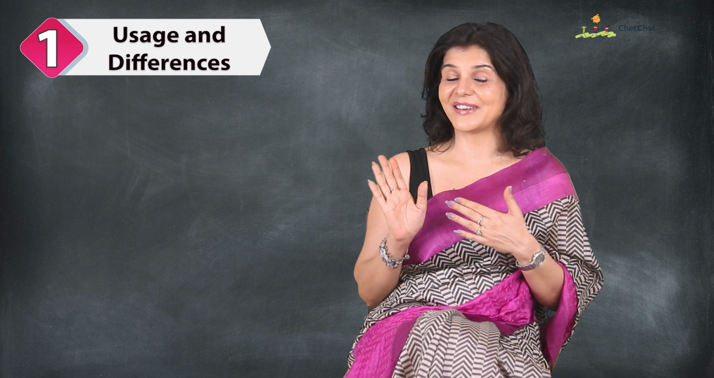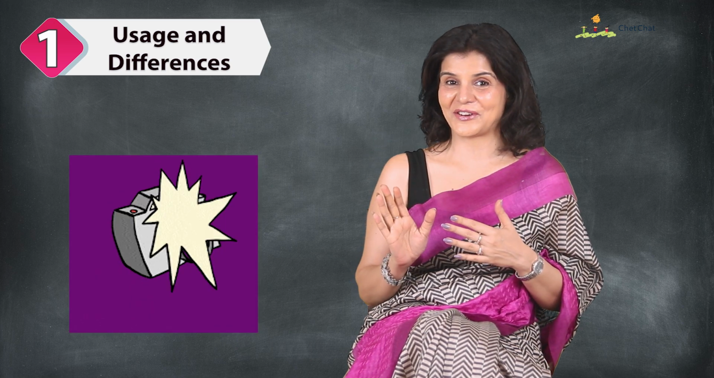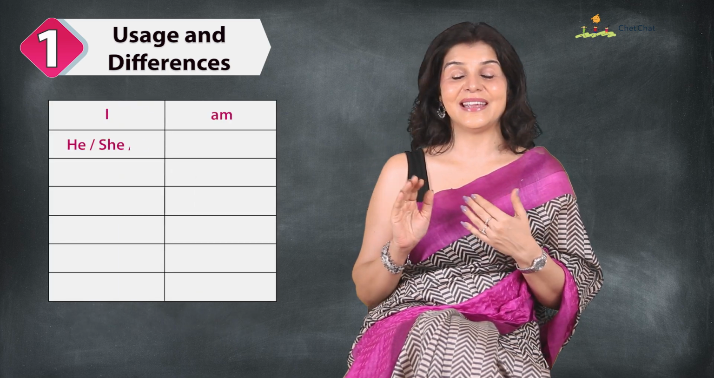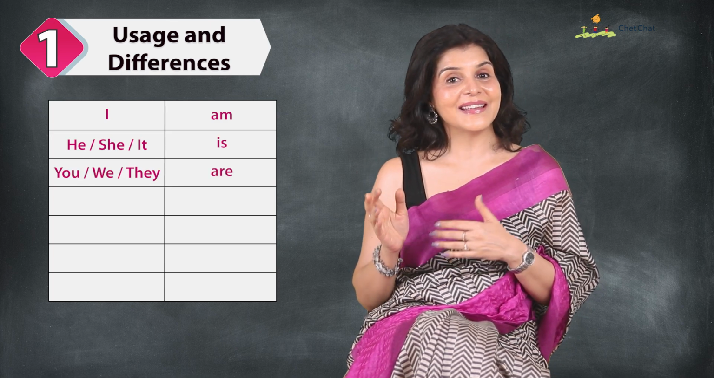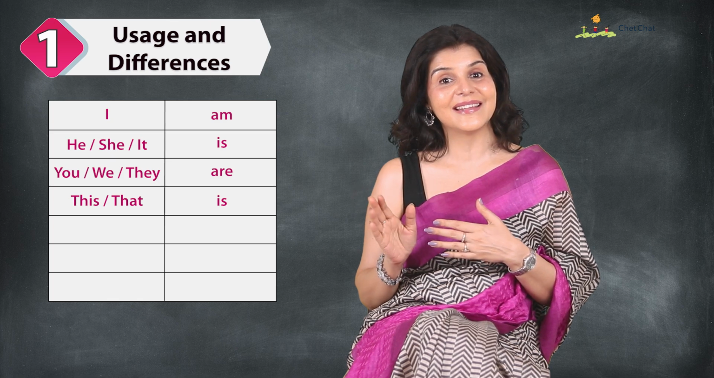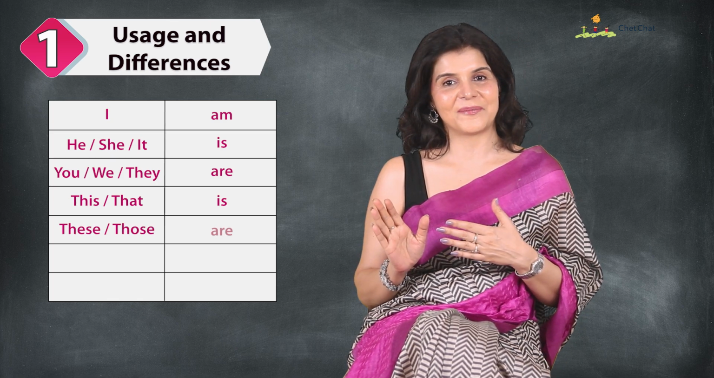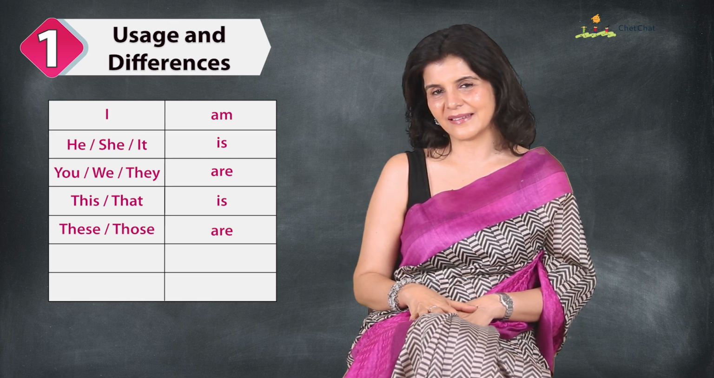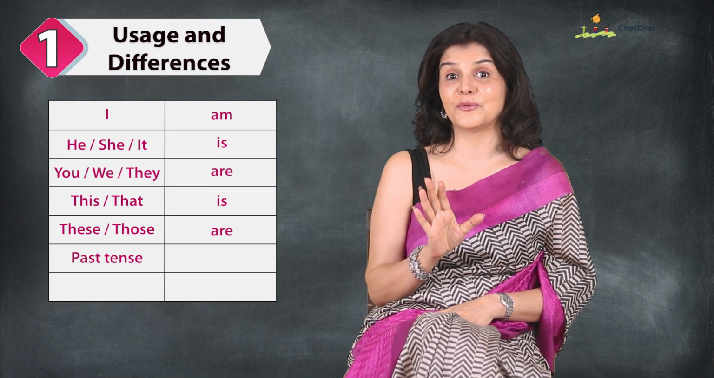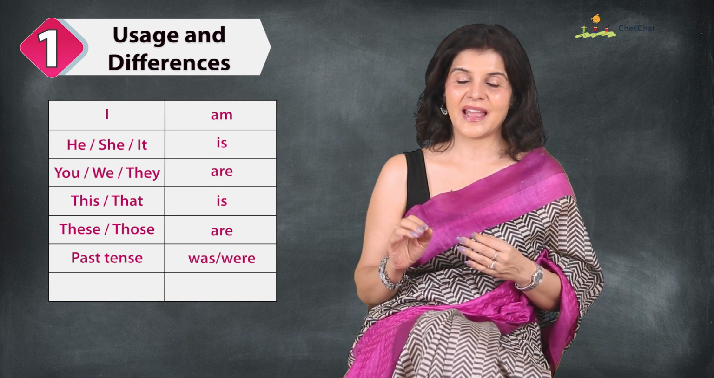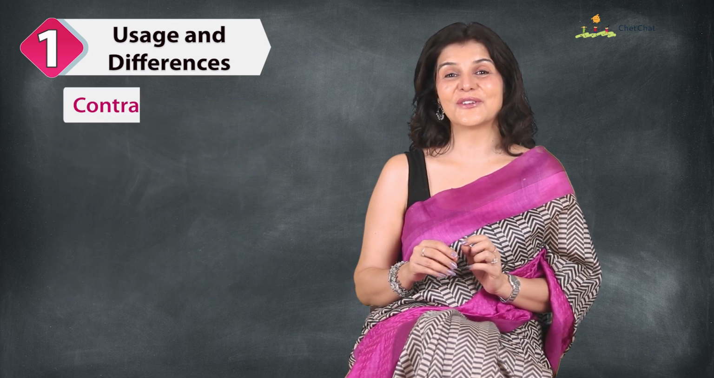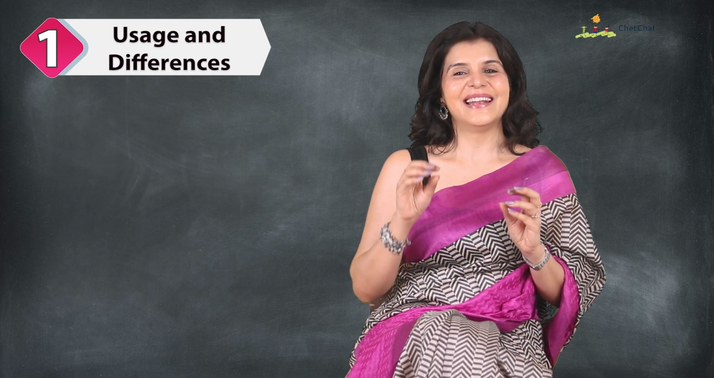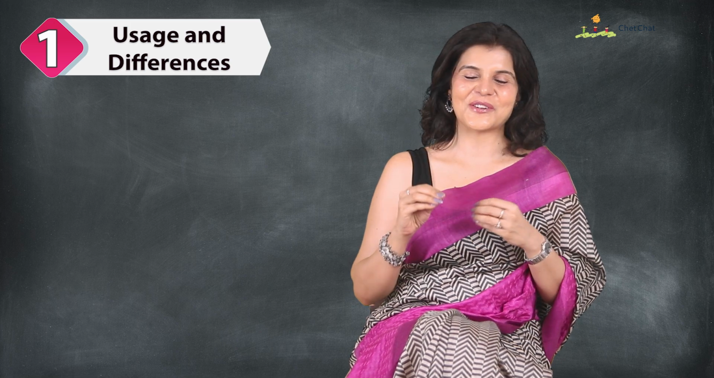Okay, here is a summary and you can take a screenshot of it. I am, he, she, it is, you, we, they are, this and that is, these and those are. Now these are all in the present tense. In the past tense, it would be was and were, and in the future tense, it's going to be will be. Let's move on to contractions. Now, native speakers use contractions.